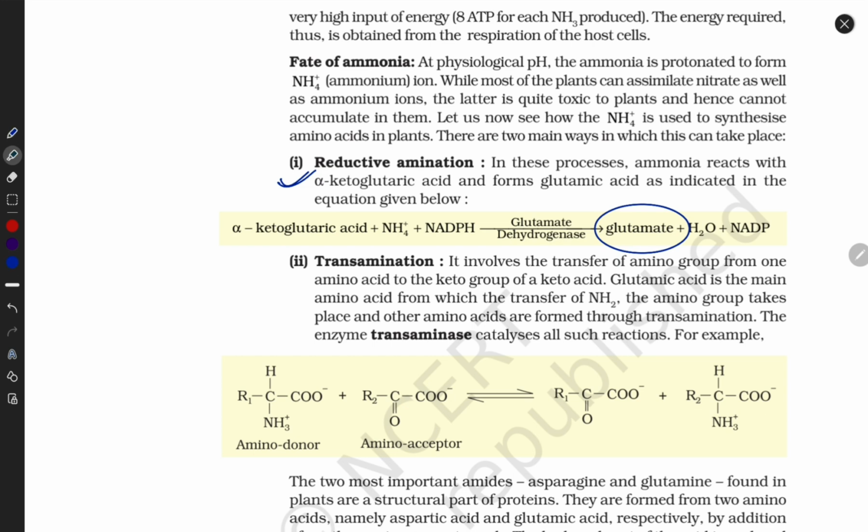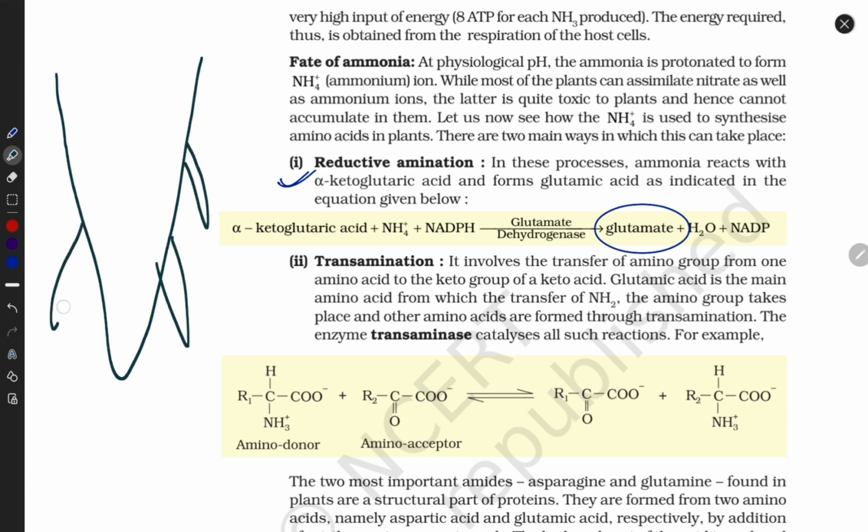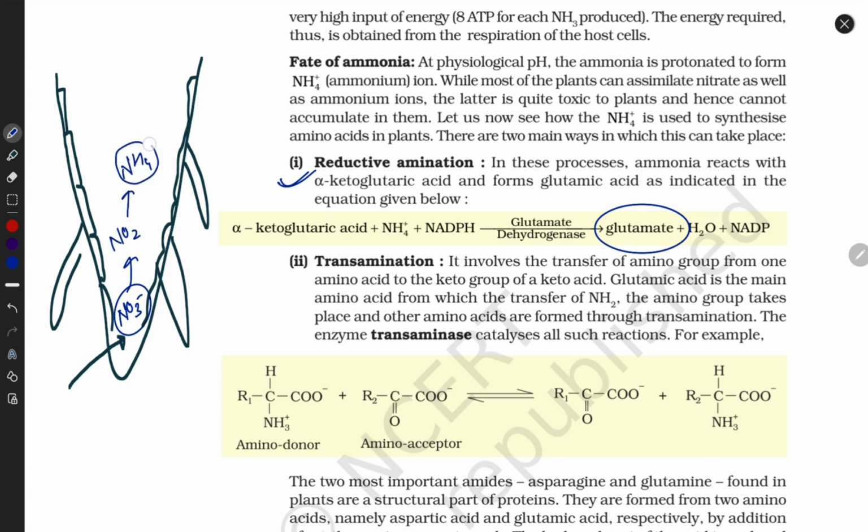Listen to me carefully. Assume this is the root, with the epidermis, cortex, endodermis, phloem, xylem. Now, what form of nitrogen does the root absorb? This form. And during nitrification, this form changes into another form, and this form is toxic for the plant, so it directly contributes to amino acid formation.